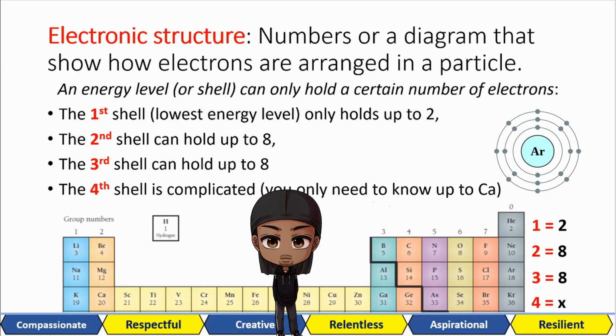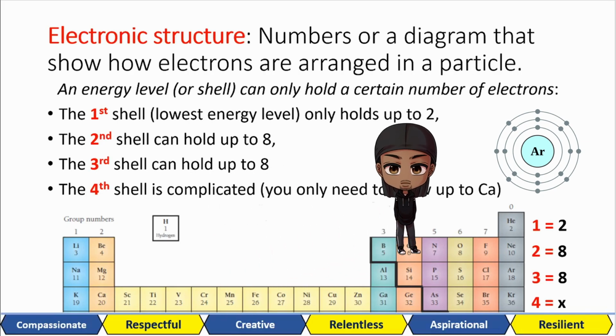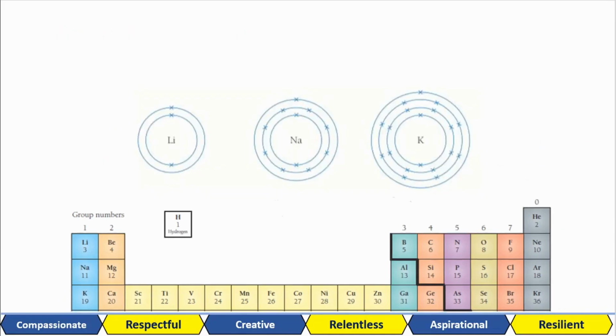What pattern can you see between the rows and the maximum number of electrons in each shell? Is hydrogen part of the first row? Yeah. Oh, then the maximum number of electrons on each shell is equal to the number of elements in that same row. You are a genius.